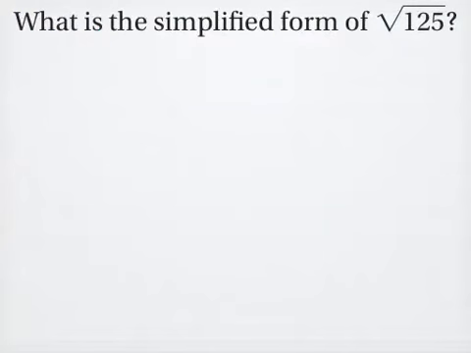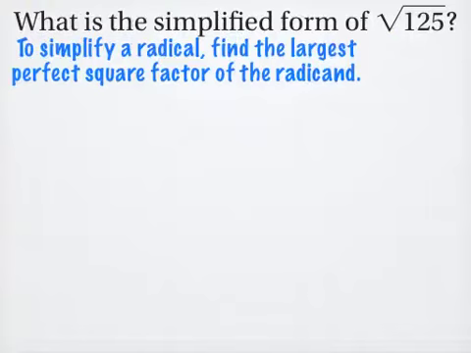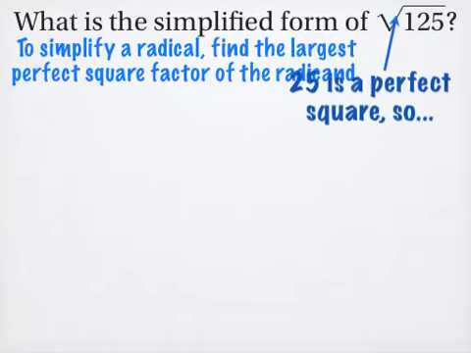An example of this says, what is the simplified form of the square root of 125? Well, 125 is not a perfect square. No whole number times itself is going to equal 125. So to simplify this radical, I'm going to find the largest perfect square factor of the radicand. In this case, my radicand is 125. The largest perfect square that is a factor of 125 is 25.